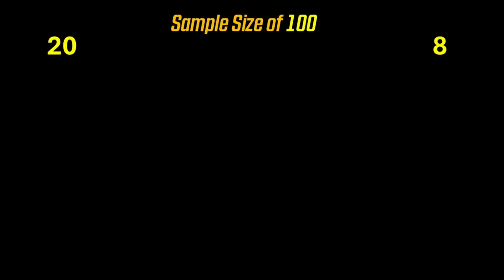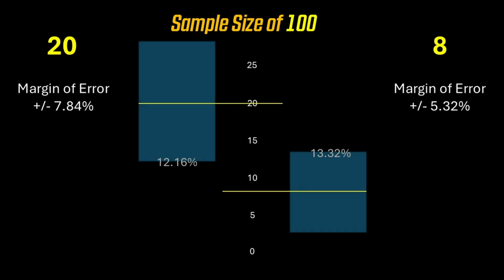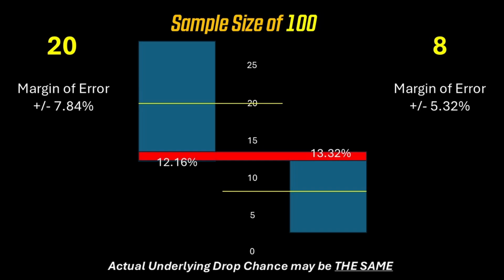Okay? Let's say we do 100 runs on one difficulty setting and get 20 drops. Margin of error is 7.84%. Then we do another 100 on a different difficulty setting and get 8. Margin of error of 5.32%. There's a 95% chance that the underlying drop chance for the 20 drop run is as low as 12.16%. And the underlying drop chance for the 8 drop run is as high as 13.32%, meaning there's an overlap, meaning the actual underlying drop rate for both could be the same, between 12.16% and 13.32%.